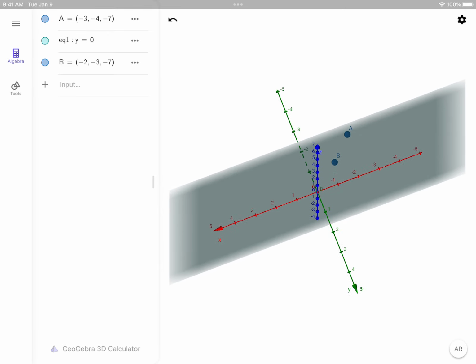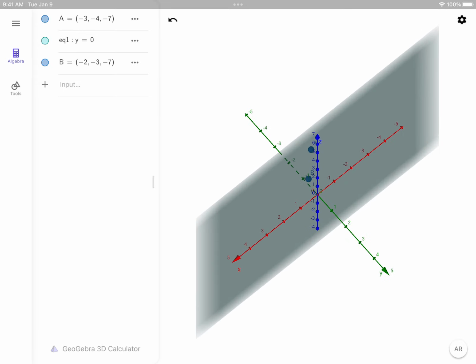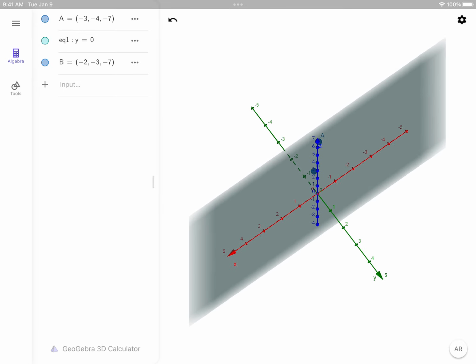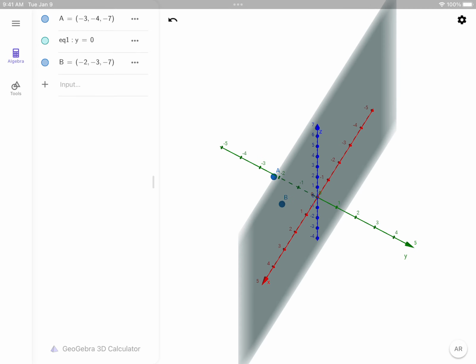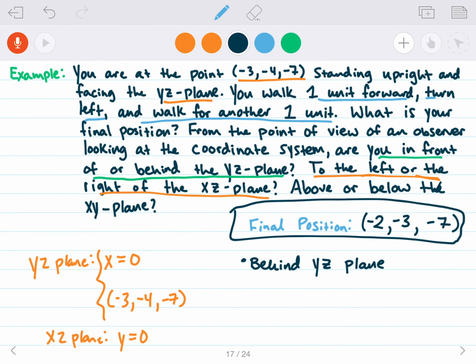And the orientation is important. Remember, the positive X is coming out of the page. The positive Y is going to the right. Positive Z is going up. So this is to the left of our plane there. So this is going to be to the left of XZ plane.